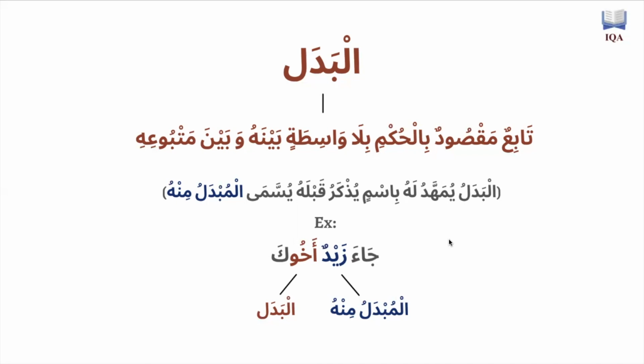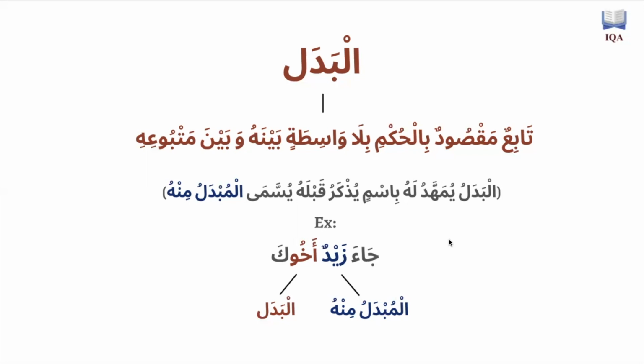So the badal is a tabi'. It doesn't have its own i'rab, but rather it has the same i'rab as Zayd. Because Zayd is the fa'il here, the one doing the action, akhuk is also going to be marfu', and it's maqsood bin hukmi. It's the one that's really being intended by the ruling, because when I'm saying that Zayd came, what I'm really trying to say is that your brother Zayd came, right? And it has no intercessor, nothing coming in between Zayd and akhuk. So that's why it's called the badal.